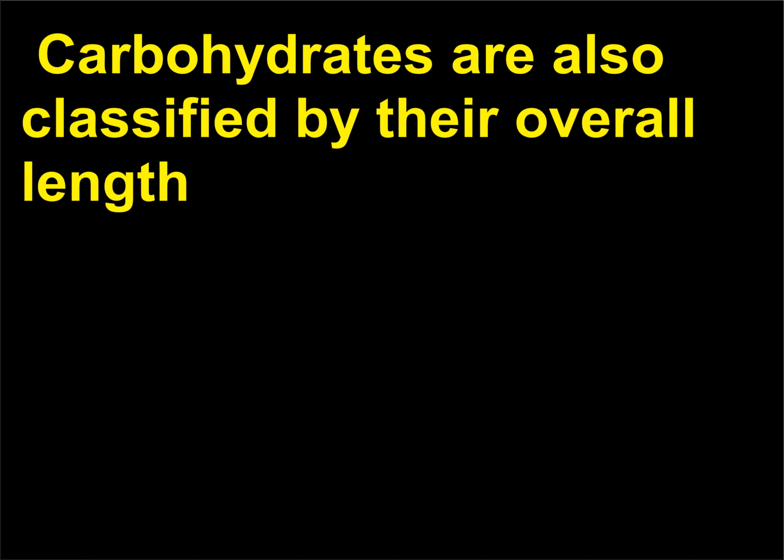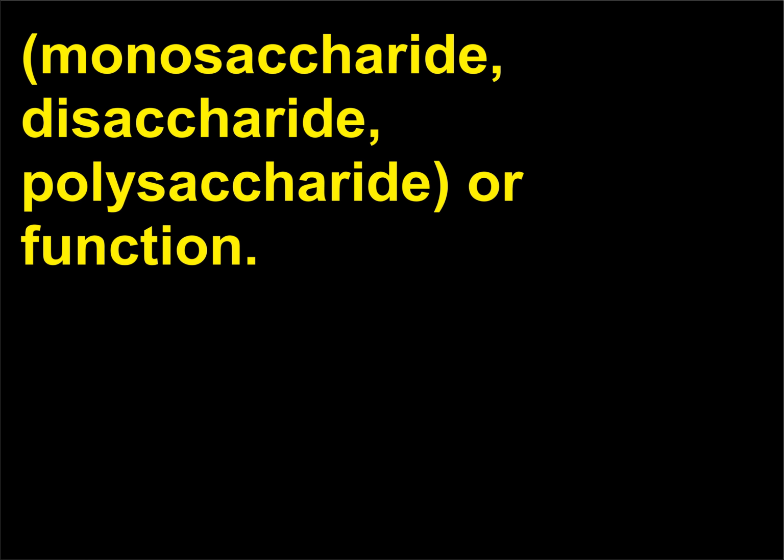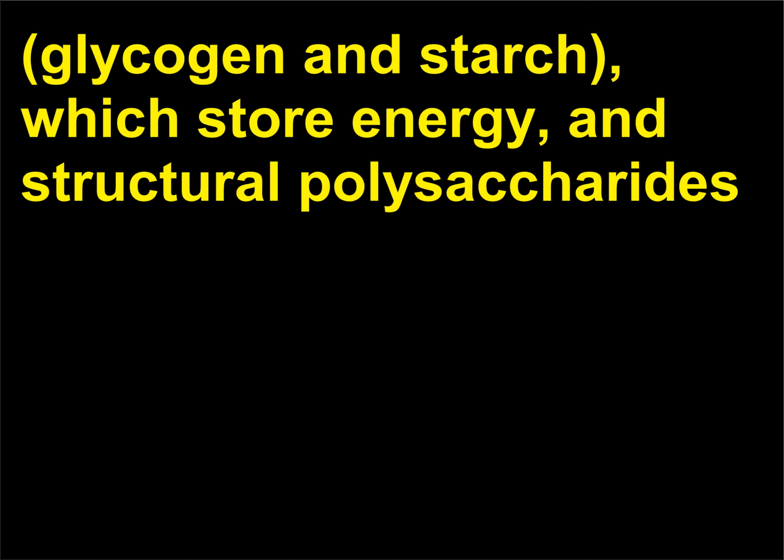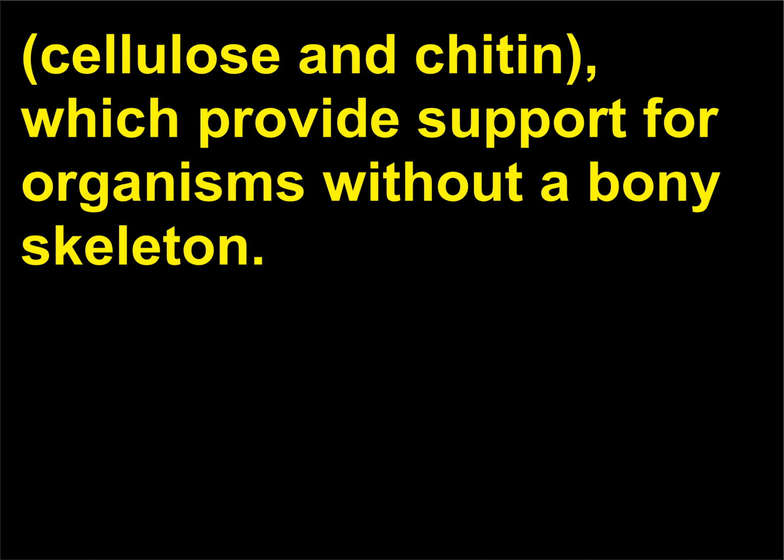Carbohydrates are also classified by their overall length: monosaccharide, disaccharide, polysaccharide, or function. Examples of functional definitions are storage polysaccharides, glycogen and starch, which store energy, and structural polysaccharides, cellulose and chitin, which provide support for organisms without a bony skeleton.